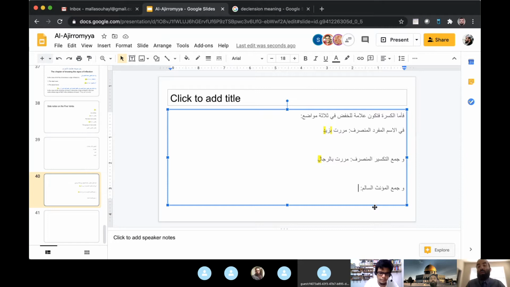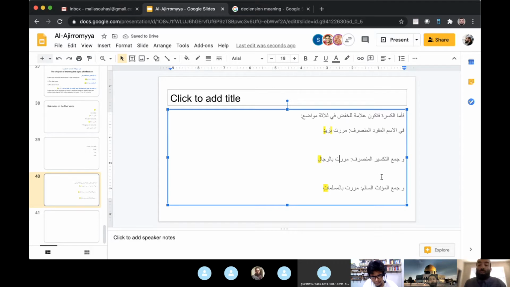And the third place where kasra becomes a sign of khafd is the sound feminine plural. If you remember, the way we make something feminine plural is by adding an alif and a ta to the end. The example I will give is the same thing: Marartu bil-Muslimati. I passed by the Muslim woman.